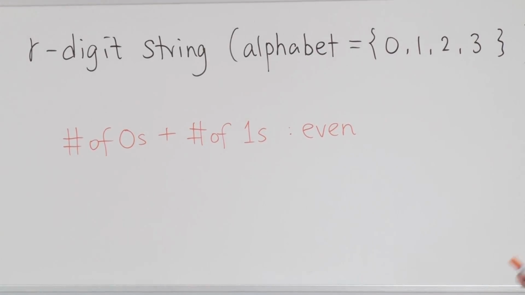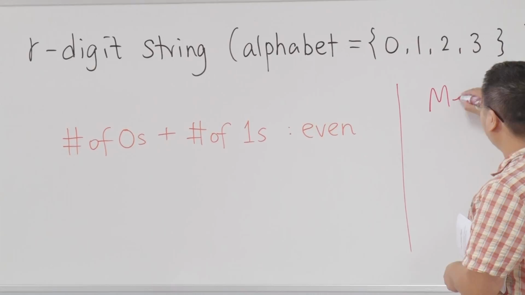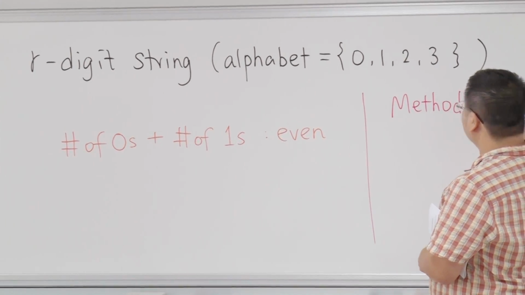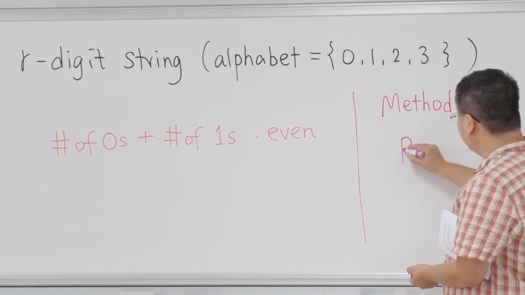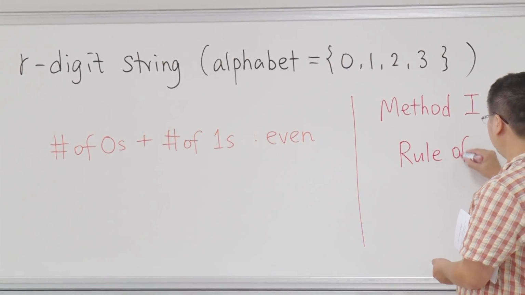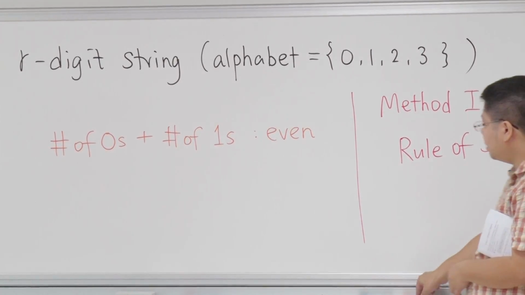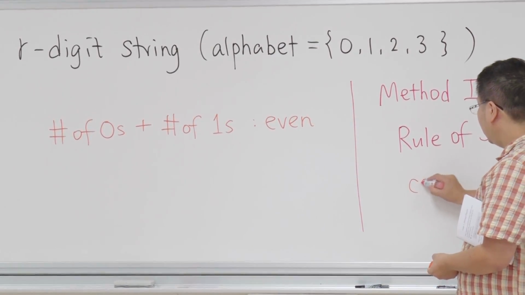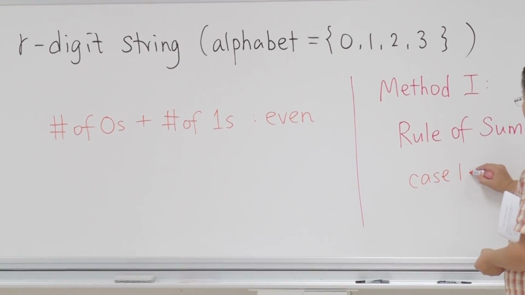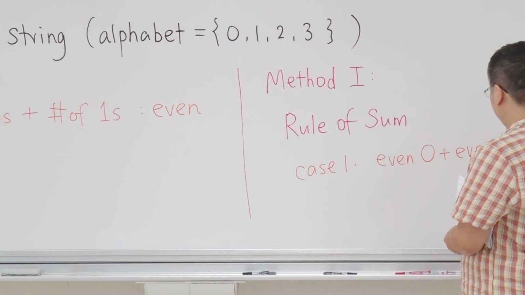So to do this, let's try 2 different ways. Actually, this is the way that I will try first, because this is for sure that I know it is correct. Method 1, we are going to use rule of thumb. We divide things by cases. So the number of 0s plus the number of 1s is even. So there are actually 2 cases. Case 1, it is even 0s plus even 1s.